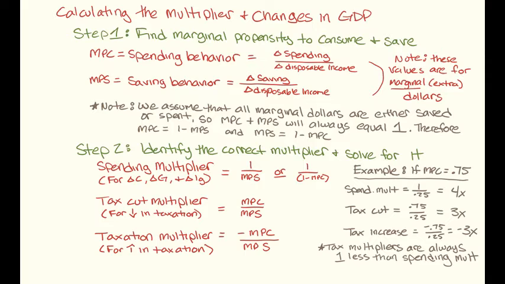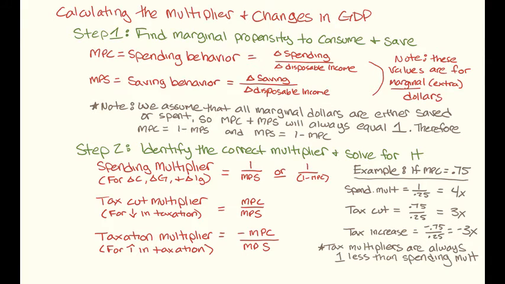Either way, the formula for finding MPC is going to be change in spending divided by change in disposable income. And the formula for finding MPS is going to be the change in savings over the change in disposable income. Once I've solved for MPC and MPS, I basically have all the information I need to go out and find the multiplier. And once I find that multiplier, I can use it to solve for changes in gross domestic product based on differing actions that the government might take.